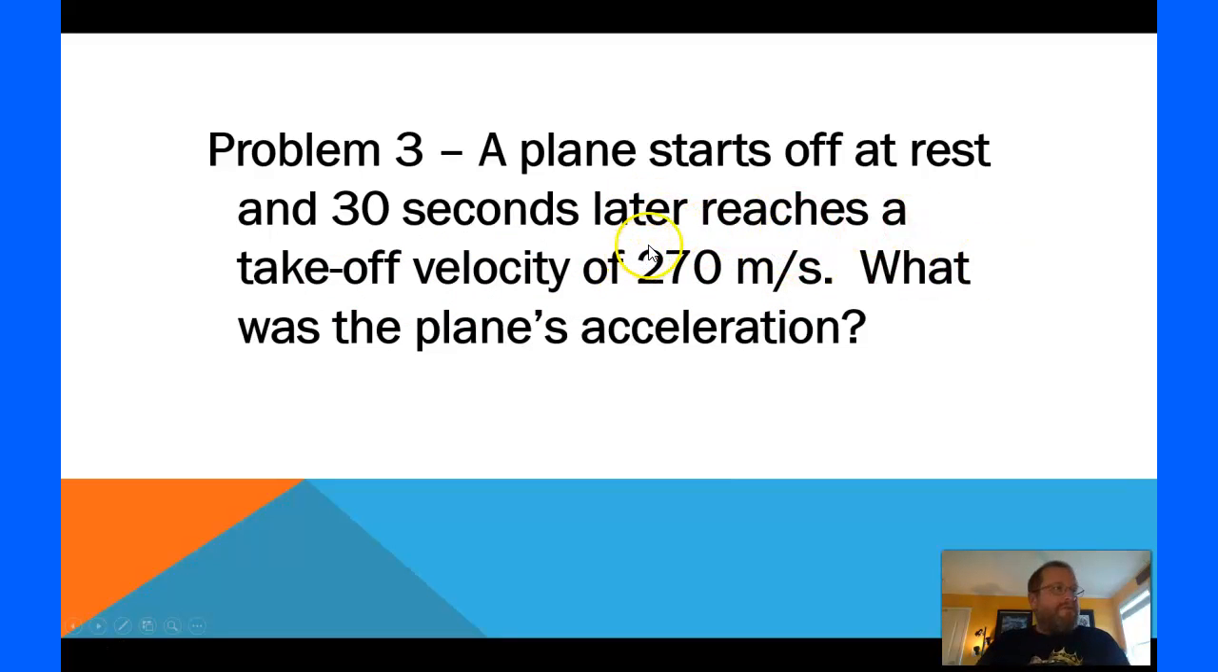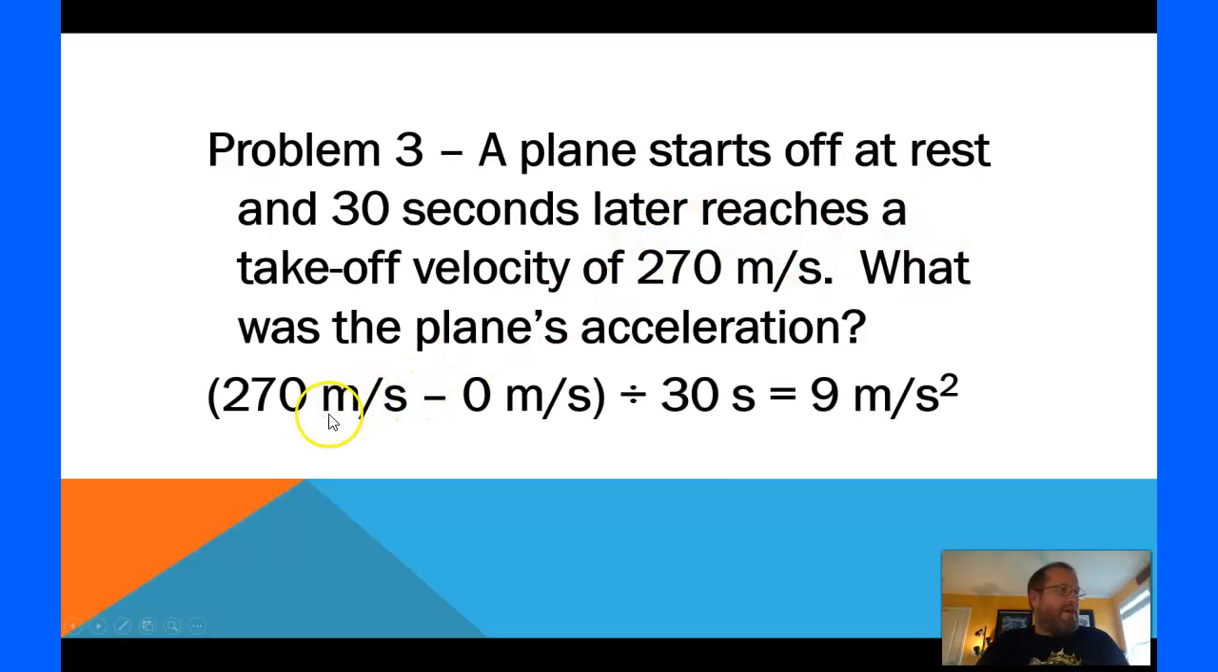So the plane's acceleration is going to be final velocity, 270, minus initial velocity, 0, divided by 30, which is 9 meters per second squared. That's it for today's lesson.